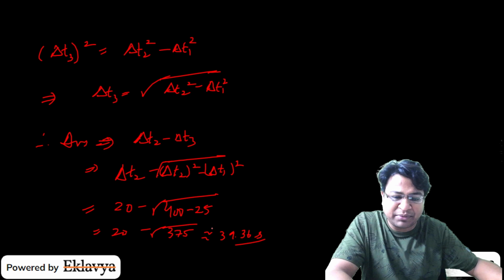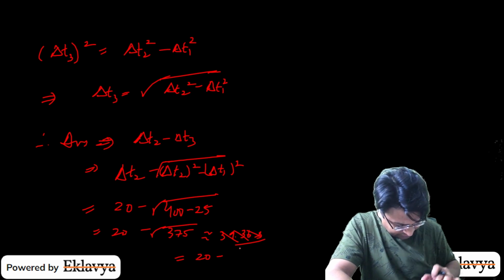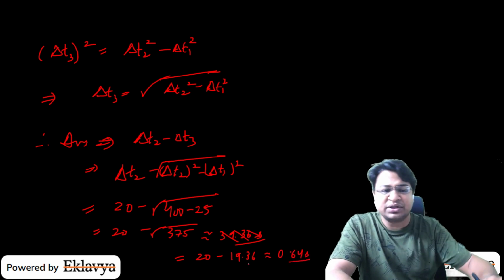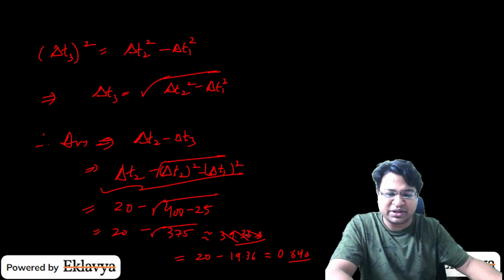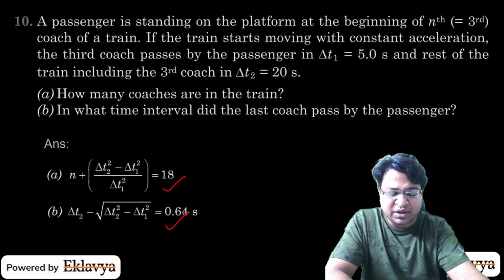Actually, my bad. Here, minus sign was there. I added this too. It should be 20 minus root of 375. How much was root of 375? That was 19.36. Okay, so the answer would be 0.64 seconds, as we can see. So we obtained this expression correctly. I just messed up a little bit here in the final calculation. Okay, so these are the answers. We obtained both of them. All right, students.